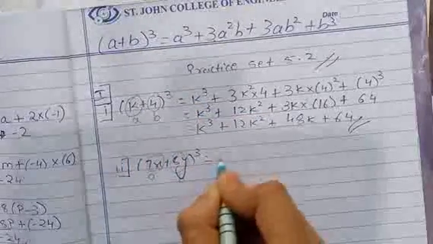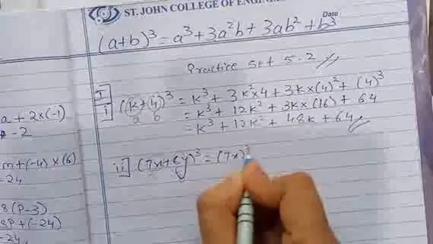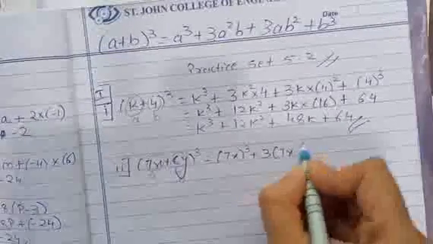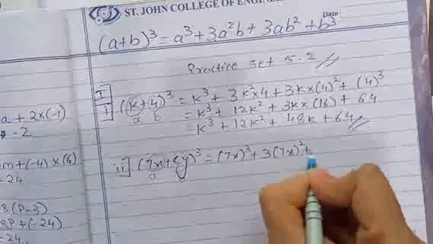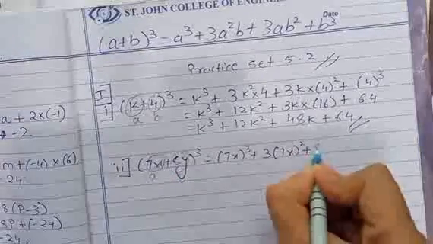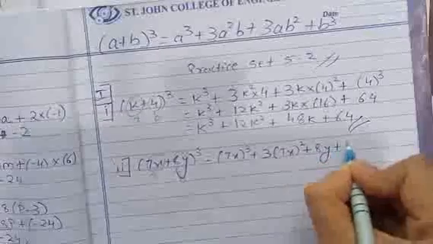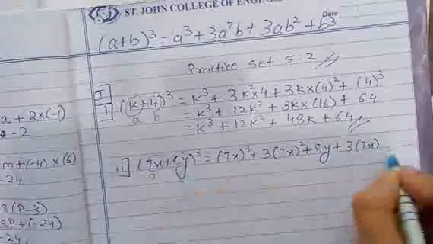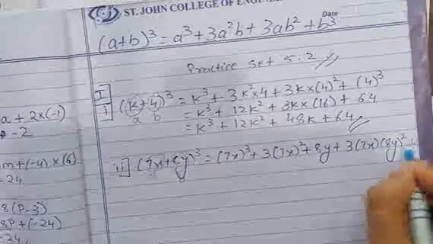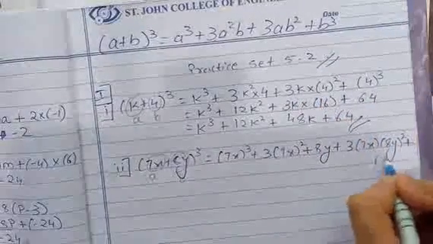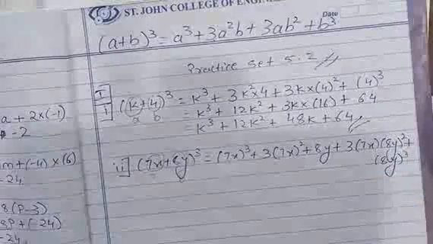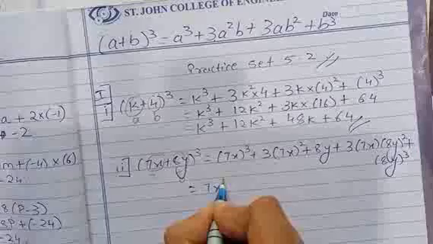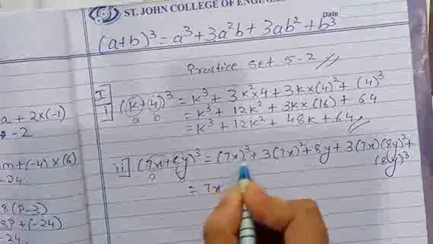A cube, so (7x) cube plus 3a square b, means 3 into (7x) square plus b, which is 8y, so b, plus 3ab square, so 3a is 7x, and b square is (8y) the whole square, plus b cube, so b cube means 8y the whole cube. Now how do we solve this? 7 cube will be (7x) the whole cube.